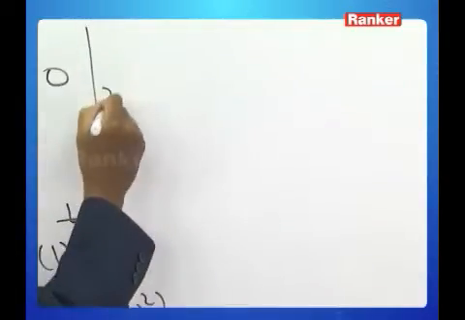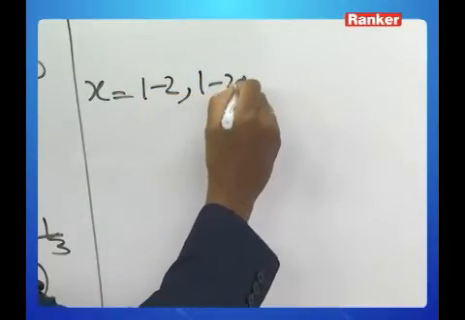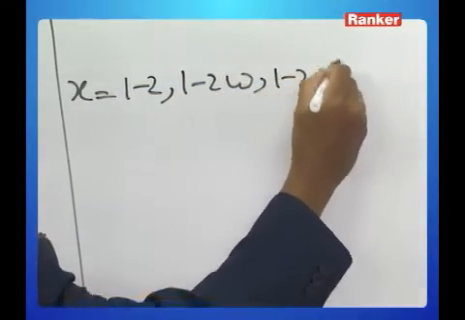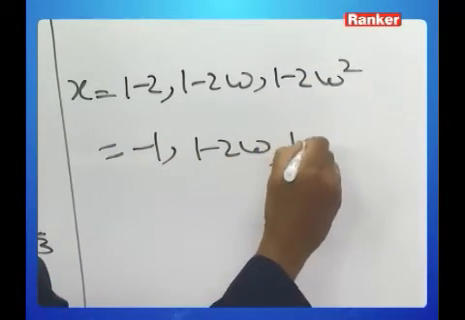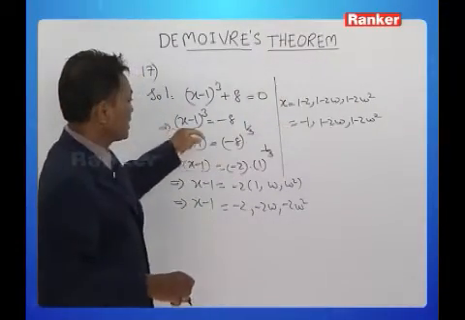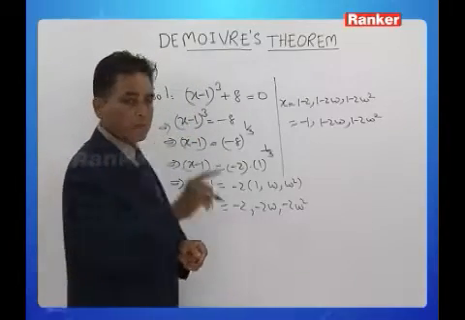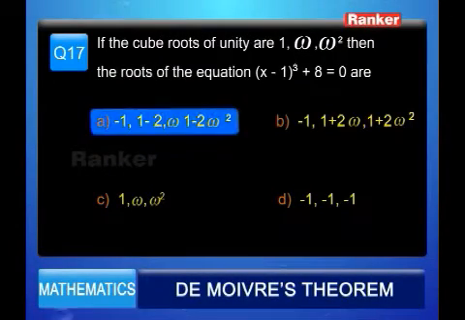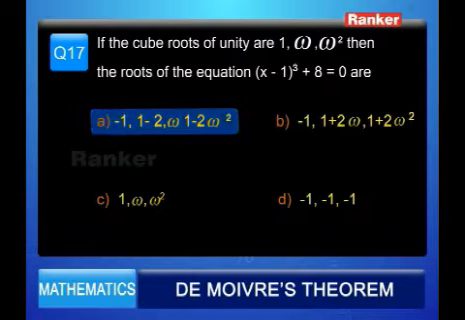So finally the solutions, x values, if you take 1 to that side: 1 minus 2, 1 minus 2 omega and 1 minus 2 omega square. So minus 1, 1 minus 2 omega, 1 minus 2 omega square. These are the roots of the given equation, where omega, omega square and 1 are the cube roots of unity. So what is the final answer in the options? First option. So the first option is given these answers. So the right option is the first one.